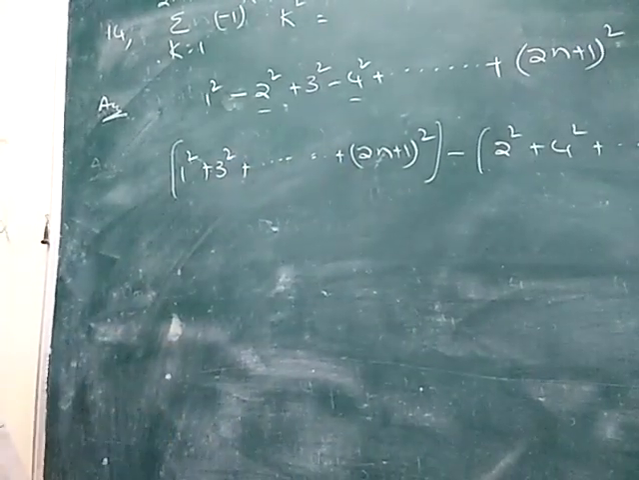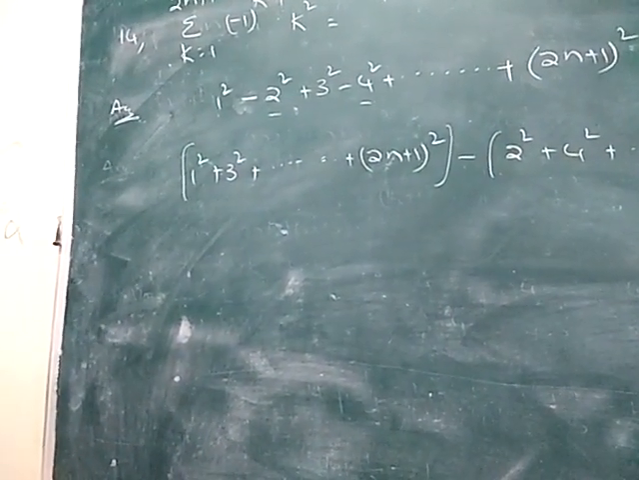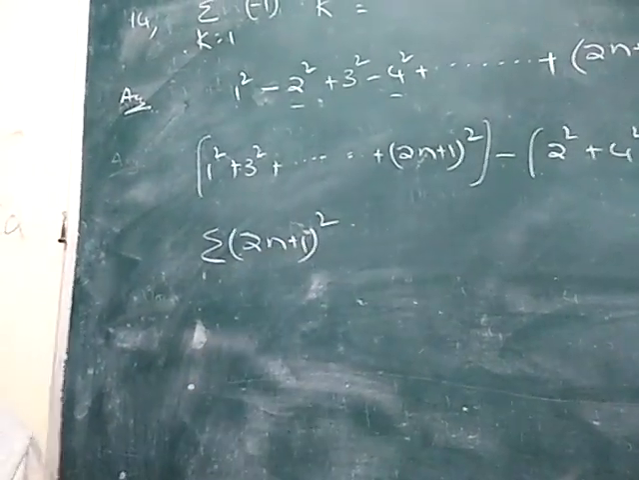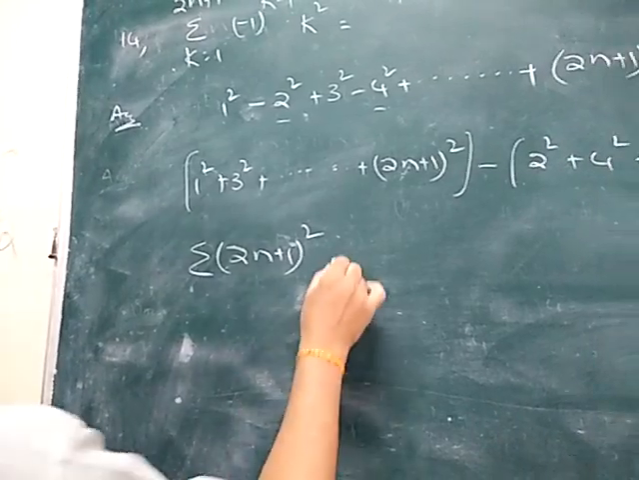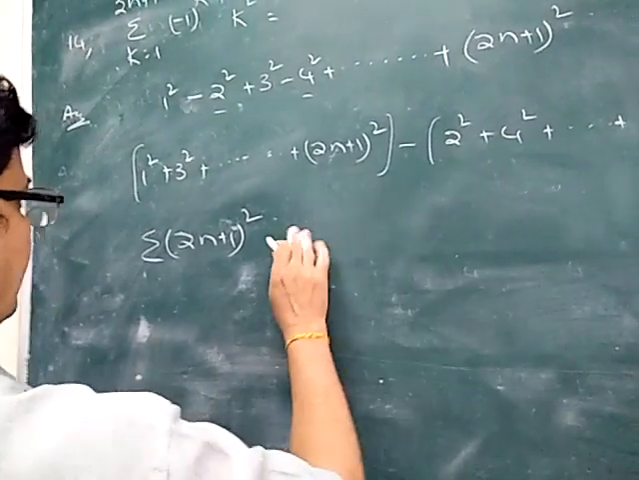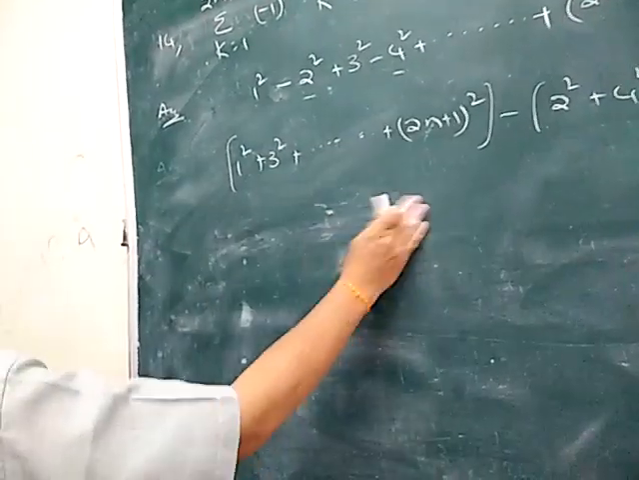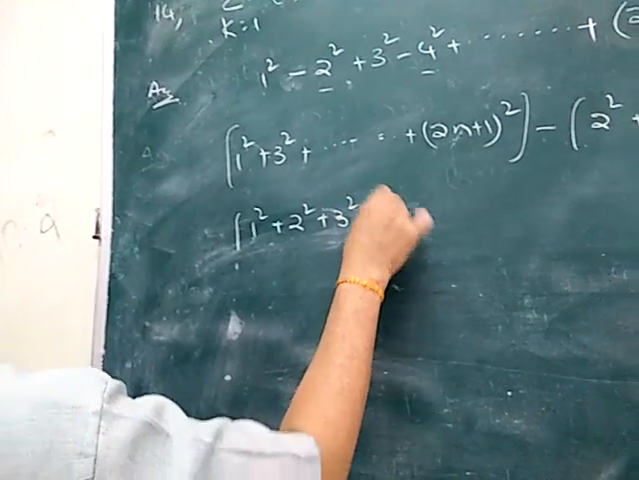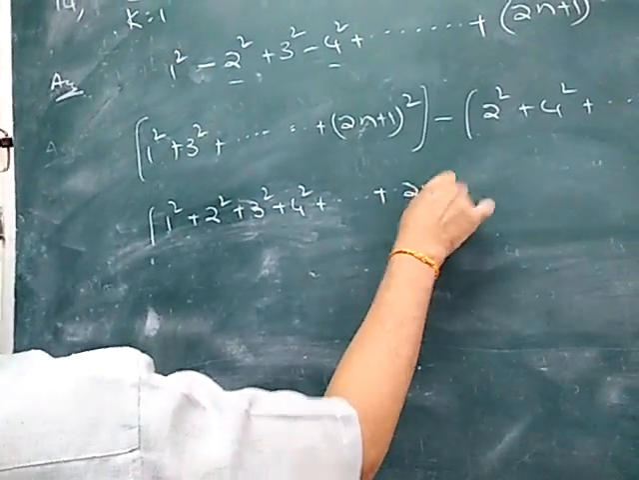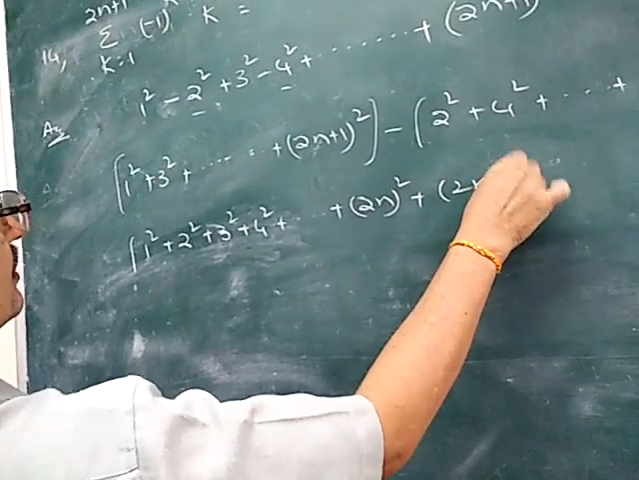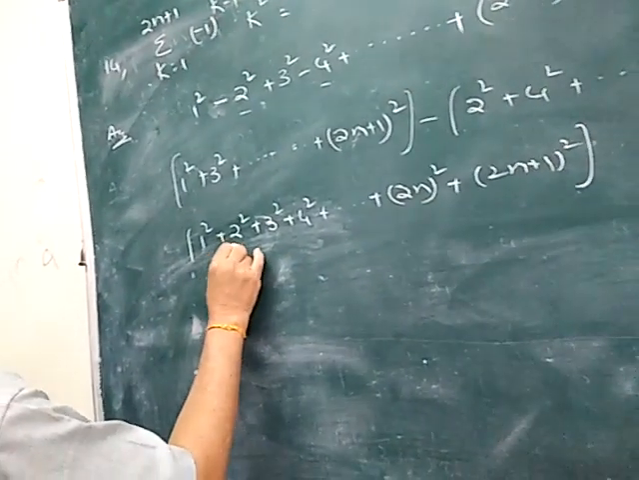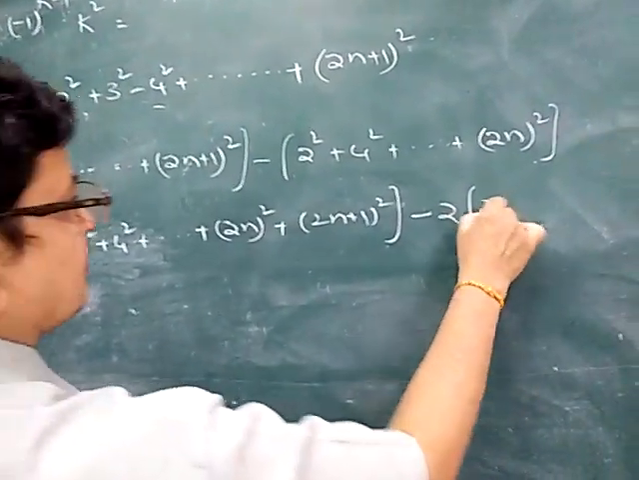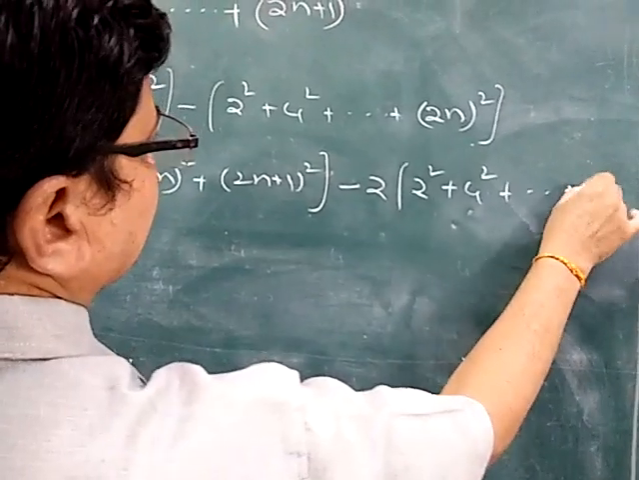3 square on the k square. Sigma 2n plus 1 whole square minus, so 1 minute, adding 1 square plus 2 square plus 3 square plus 4 square plus so on plus 2n whole square plus 2n plus 1 whole square. So that means adding 2 square, 4 square and subtracting also. So that is 2 into 2 square plus 4 square plus so on plus 2n whole square.